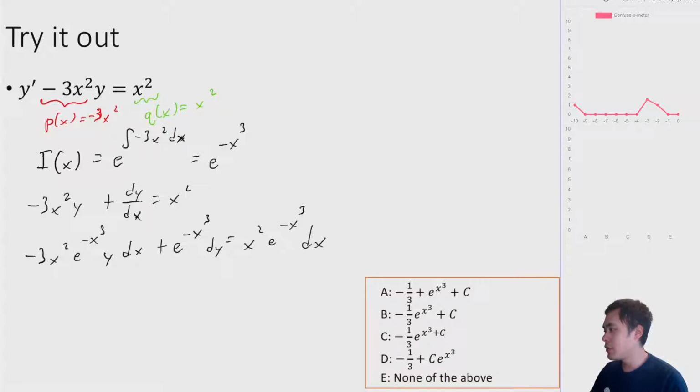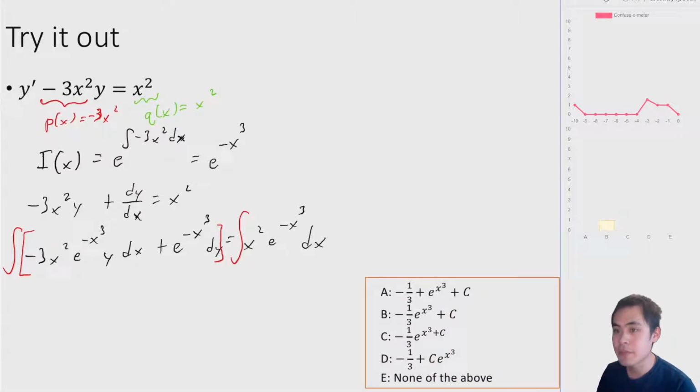Okay, it looks like we had one guess of B, though, with a question mark. So let me go through and do a couple more steps and see what happens. There are a couple of steps we need to do. What we're going to do is take the integral of everything, right? So we're going to take the integral of this, and we're going to take the integral of this.